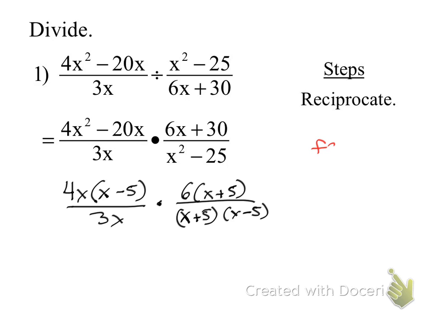Now, what can we cross cancel? So we've factored, and then we reduce, right? I can take a 3 out, and I'm left with 1, and a 6 out, and I'm left with 2. What else? The x plus 5. An x plus 5 and an x plus 5. x minus 5 and x minus 5. Anything else? Ethan? The x.